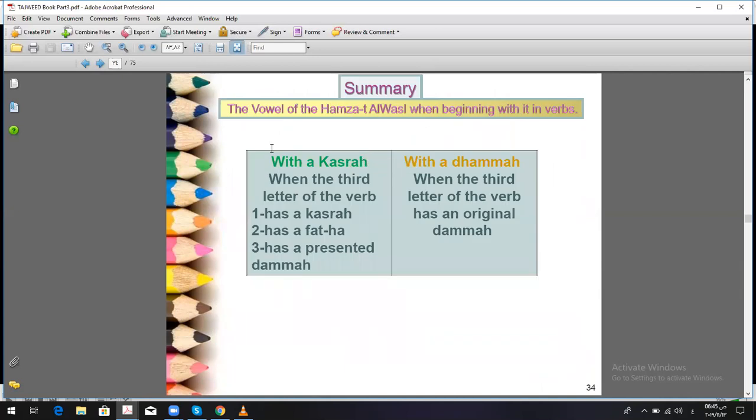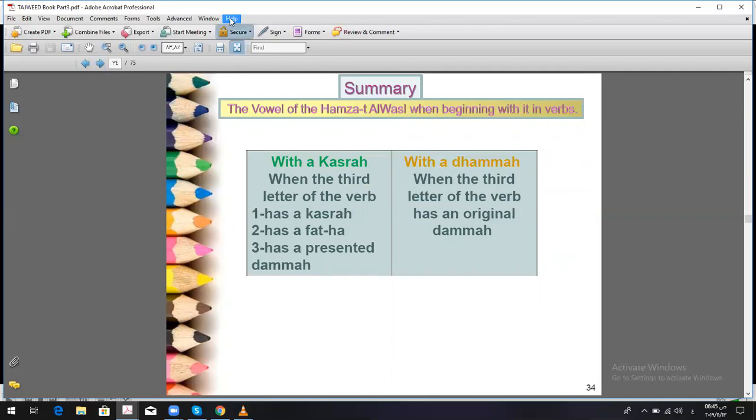So at the end, let's see when we will do this. You start with Hamzat al-Wasl with Kasra when the third letter of the verb has a Kasra, or a Fatha, or a present Dhamma. And you will make it with a Dhamma when the third letter of the verb has an original Dhamma.